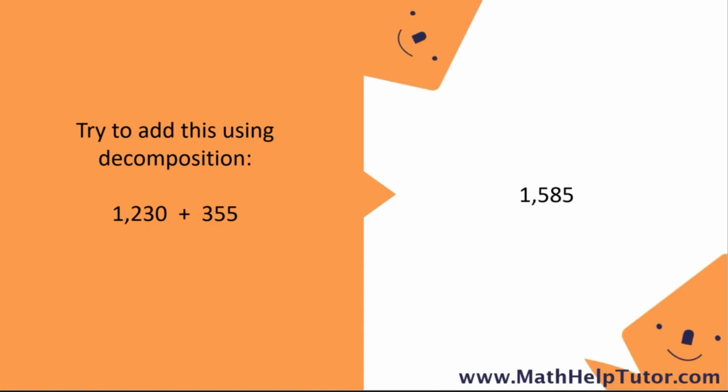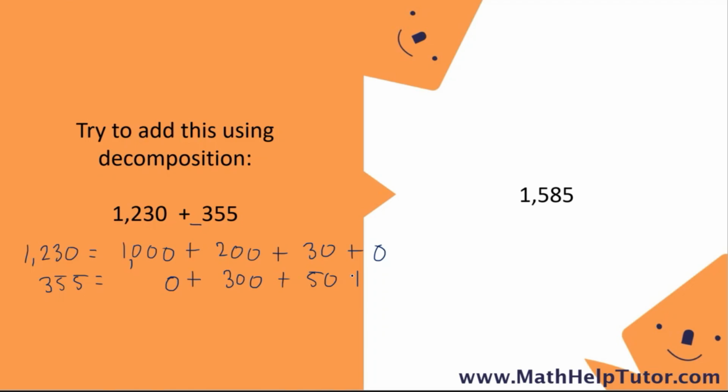The answer is 1,585. So how did we arrive at this answer? So what we can do is we can convert these numbers into their decomposed forms. So 1,230 becomes 1,000 plus 200 plus 30 plus 0, while 355 becomes 0 because there is no thousands place, plus 300 plus 50 plus 5.